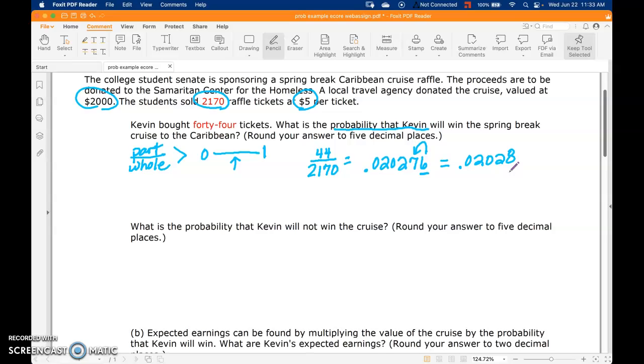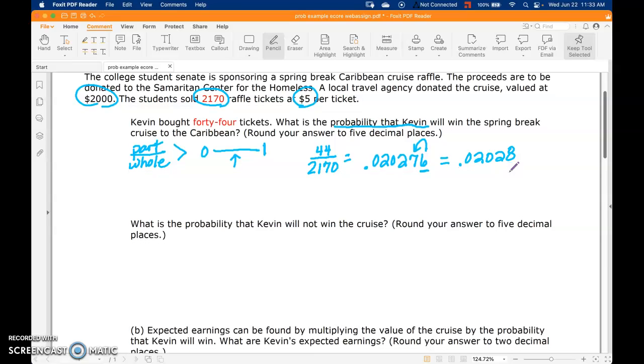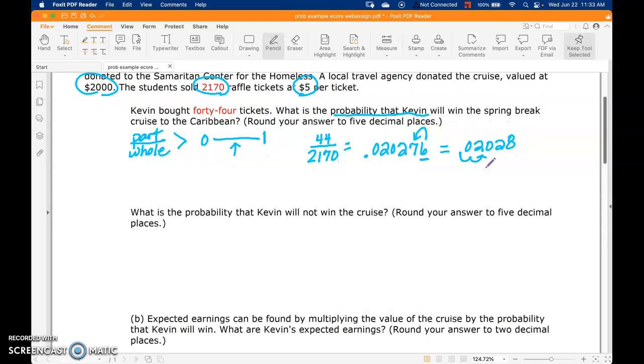And a lot of times, I just think about it as a percentage. Remember to change the decimal to percent, you move the decimal 2 places to the right. That means he only has a little over a 2% chance of winning. But when it's asking for probability, again, make sure you put a decimal number.